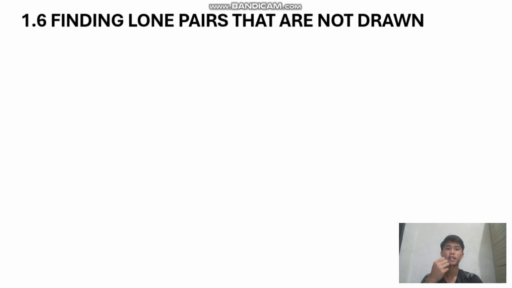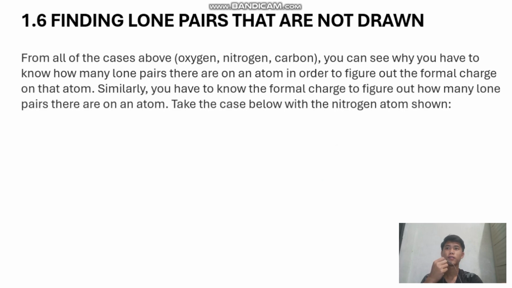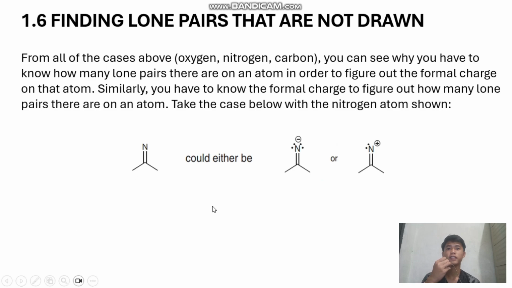Finding lone pairs that are not drawn. From all of the cases above, oxygen, nitrogen, carbon, you can see why you have to know how many lone pairs there are on an atom in order to figure out the formal charge on that atom. Similarly, you have to know the formal charge to figure out how many lone pairs there are on an atom. Take the case below with the nitrogen atom shown. So, this could either be this or this. It could either be negative or positive.